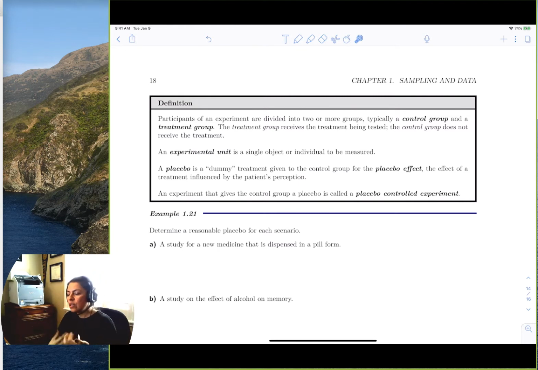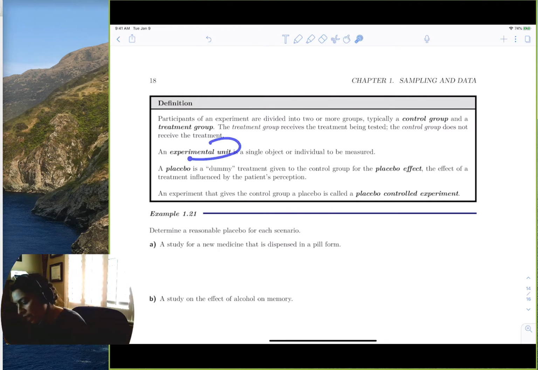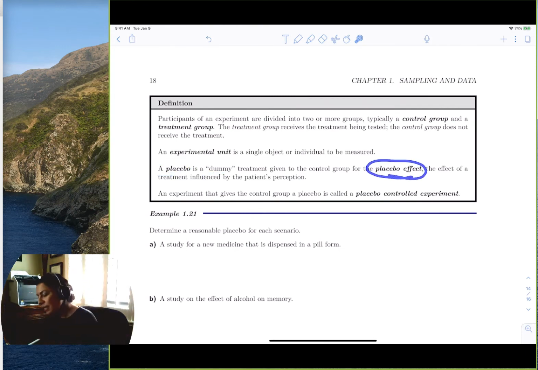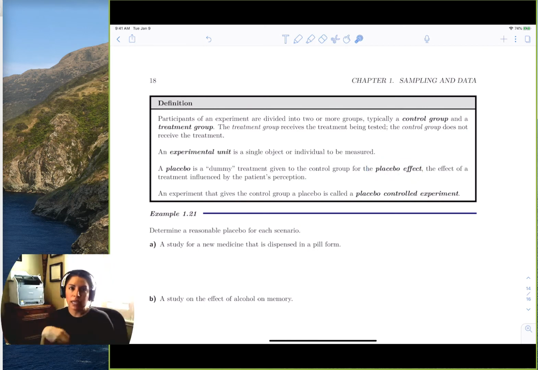Okay, so the experimental unit is everyone in the study, right? And then the placebo is the dummy, and we call it a placebo pill if it's a pill, placebo effect. So what happens sometimes is people think they're taking the pill and it's a placebo and it's working. And so this person takes the placebo weight loss pill, it's a fake one, right? And they lose 80 pounds on a placebo pill. Well, what does that mean?